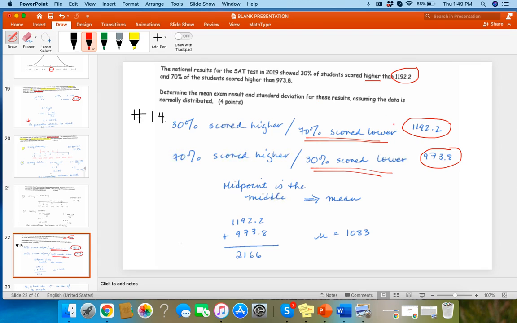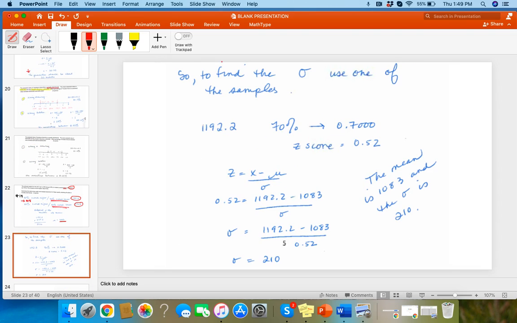Okay, now that's where the trick is in this question. But beyond that, if one of them is 30 and one is 70, if you think about where 30 and 70 are, exactly half between these two would be 50%. And we need to know what the mean was. So if we took these two numbers and added them and divided them by 2, we would find the mean. And that is what we start with. The mean is 1,083.